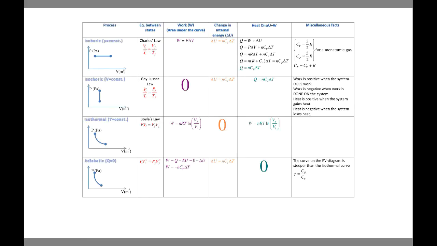Here we have a very comprehensive table of the four thermodynamic processes that we're going to look at: the isobaric process, the isochoric process, isothermal, and adiabatic. But before we even look at these processes, we have to think about something else. There's something that we are all familiar with, and that is the ideal gas law.